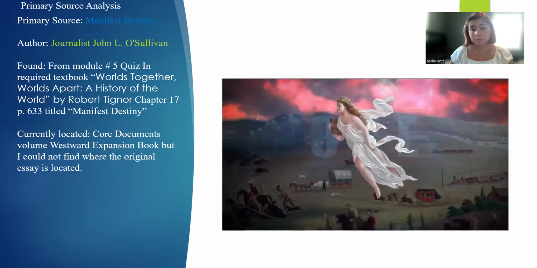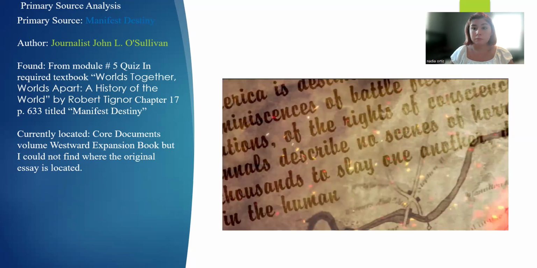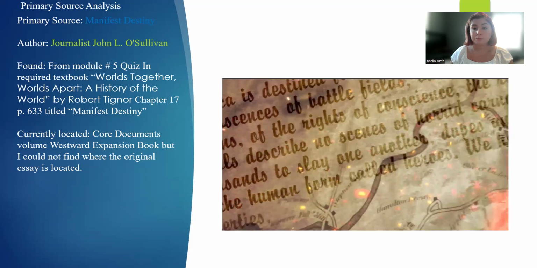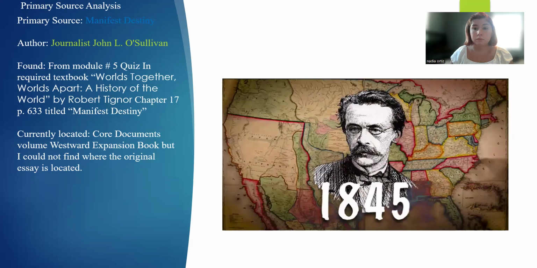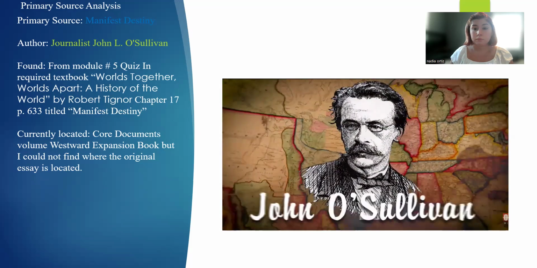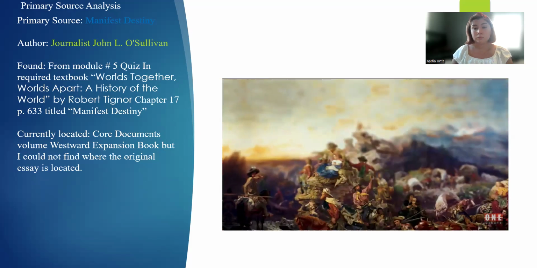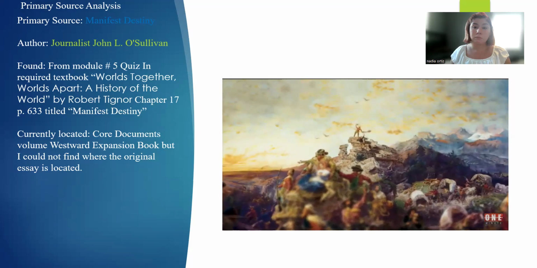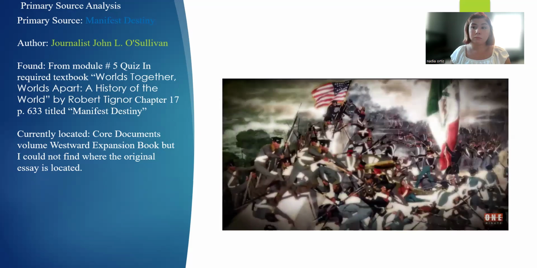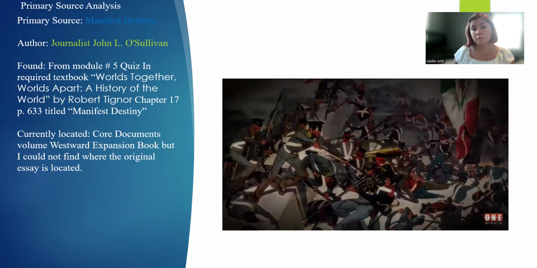Manifest Destiny was a 19th century belief in the United States that it was destined to expand its territory and spread its values across North America. Coined in 1845 by journalist John O'Sullivan, who argued that it was America's God-given mission to spread its influence and democratic ideals, Manifest Destiny was used to justify territorial expansion, particularly the annexation of Texas and the Mexican-American War.